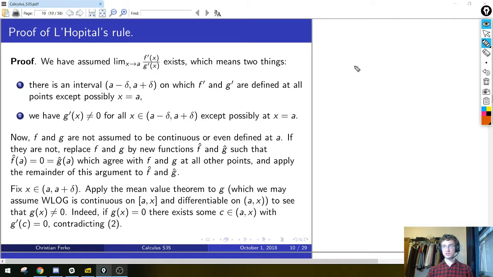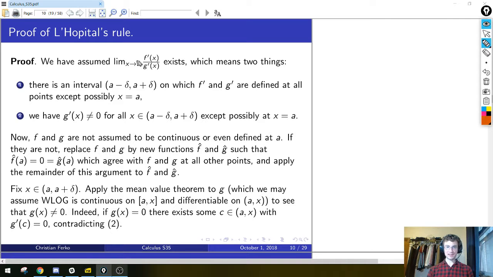So more formally, that means that there must be some number delta, so you can pick an open interval from a minus delta to a plus delta, and on that interval, both f prime and g prime are defined at all points except possibly x equals a. We exclude x equals a because, as you noted, limits are insensitive to the behavior of the function at the point in question. So there's an interval where the derivatives exist. That's the first assumption.